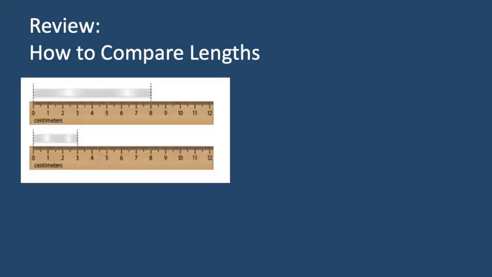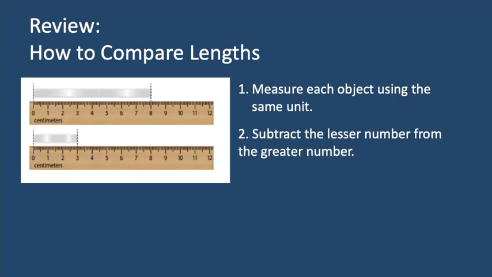Let's review how to compare length. First, measure each object using the same unit. Subtract the lesser number from the greater number. So in this case, my first piece of tape is 8 centimeters long, and my second piece of tape is 3 centimeters long. So I'll create a number sentence that says 8 centimeters minus 3 centimeters.